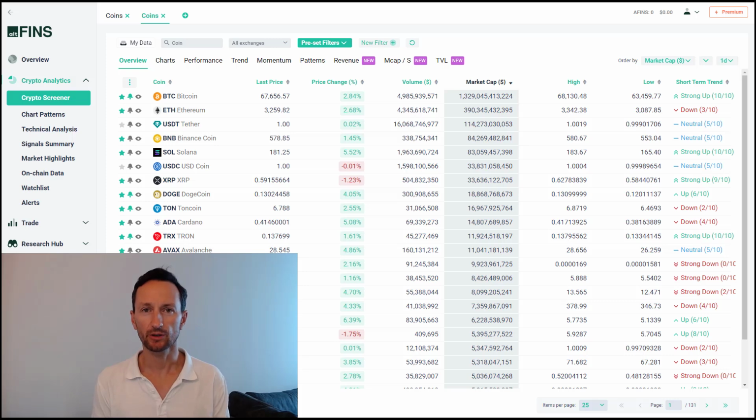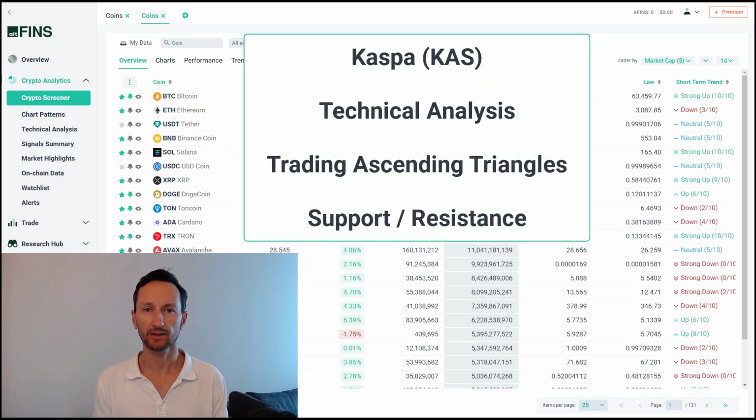In this trading video, I will cover the technical analysis of KASPA, K-A-S symbol, which is ranked number 25 by market cap. I will also explain how to trade the ascending triangle pattern, which in this case is an emerging ascending triangle pattern, which is bullish, and also how to identify horizontal support and resistance levels, which is really key to trading in general. It's all about identifying the trend, identifying support and resistance, and then your entry levels.